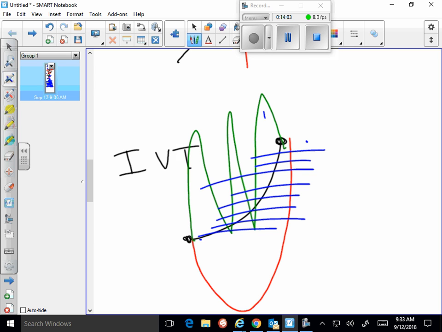I don't know anything about these y values. But from this y value to this y value, on a continuous function, I know I'm going to pass through all the y values in between. Okay so far? All right.